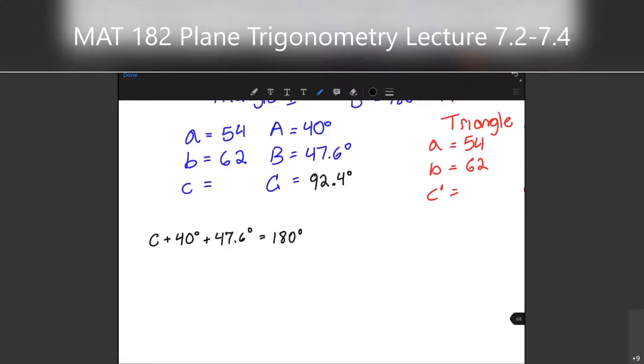So let's go out and do that. We're going to use the A ratio to help us out in that. So we'll do 54 over sine of 40 again, equal to, we'll have side length C over sine of 92.4. So another law of sines to work out the last side length.